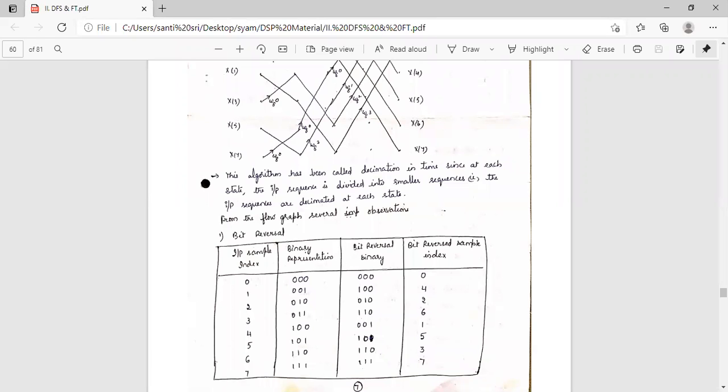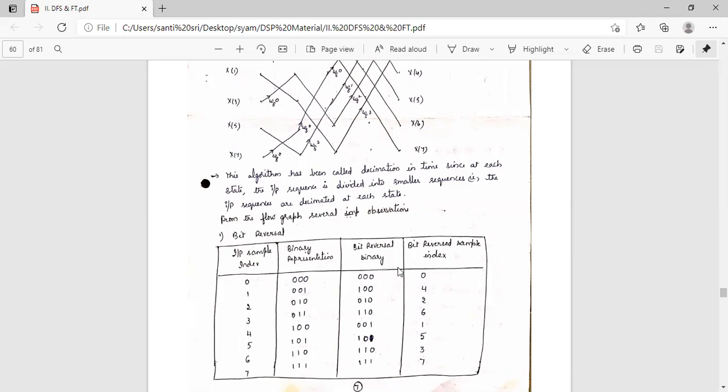In the next step we will take the bit reversal binary. Bit reversal binary means the bits are reversed. So 000 stays 000, 001 becomes 100, 010 stays 010, 011 becomes 110, 100 becomes 001, 101 stays 101, 110 becomes 011, and 111 stays 111.